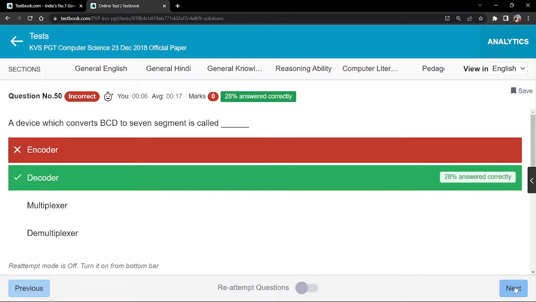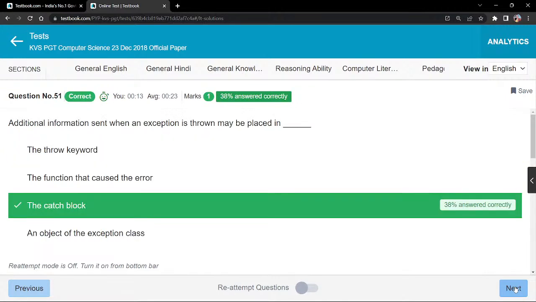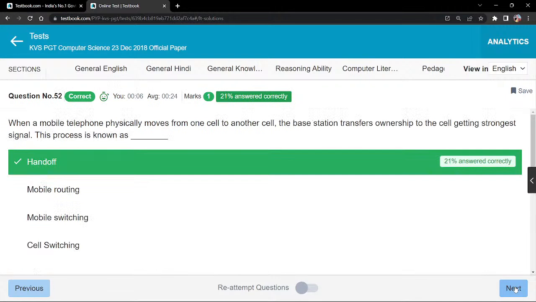So BCD to 7 segment is called a decoder. The handoff, the cell getting the strongest signal, this method is called handoff. That is when a mobile telephone physically moves.